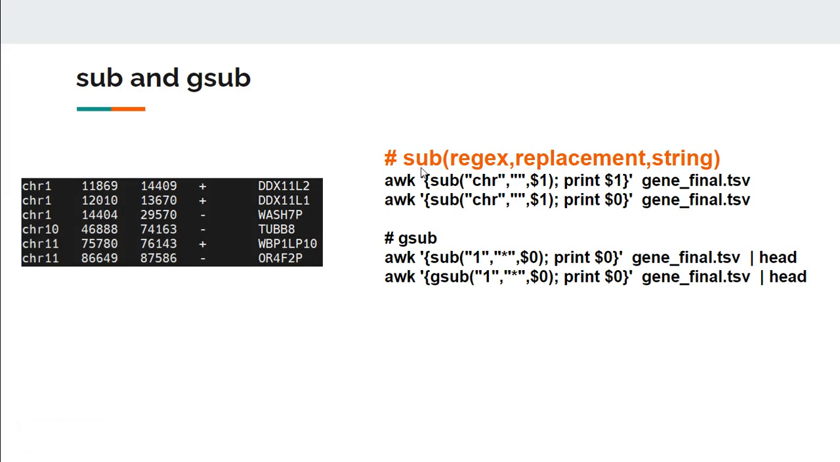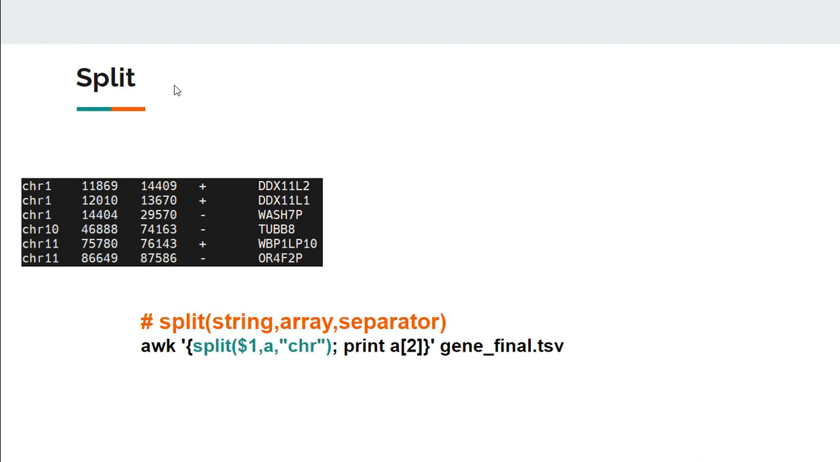Sub will substitute the regex with the replacement for the first time, whereas gsub will substitute globally, that is, wherever that regex is present, it will replace it. Okay, so these are very handy commands, sub and gsub, to substitute any data. So now we'll move to the next command, that is split. This is also an important one.